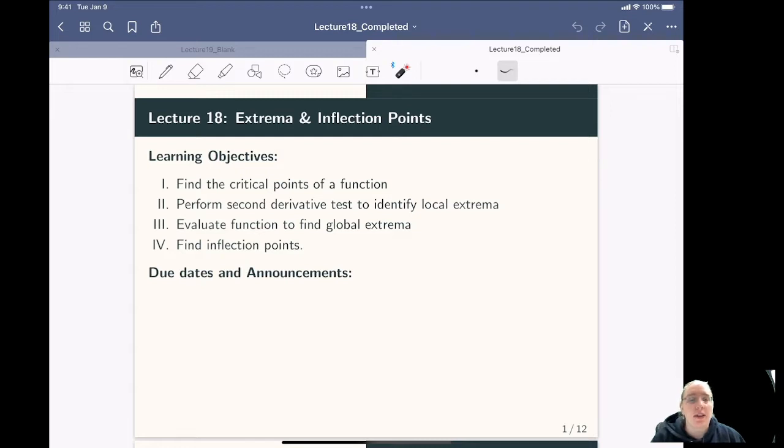So we have in the previous section talked about how to take a derivative and how to characterize the slope of a function at any single point. Now in this lecture we're going to talk about how to use the first and second derivatives to find important points on the function f.